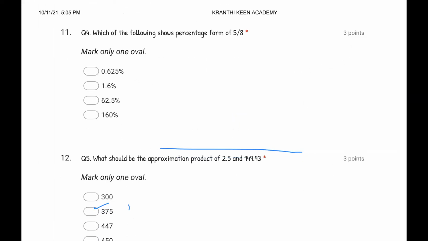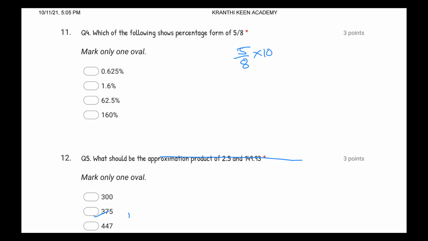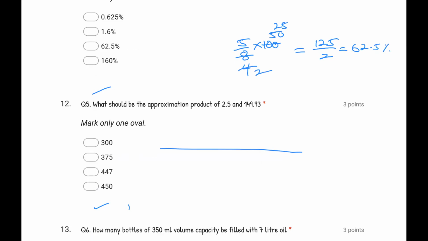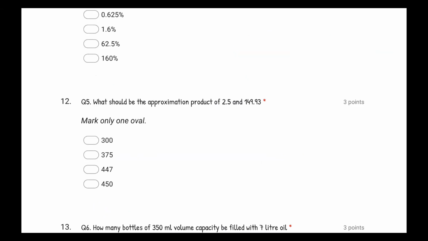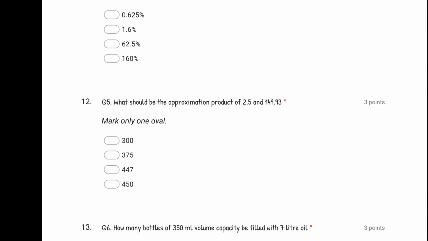Next question. Which of the following shows the percentage for 5 by 8? 5 by 8, if you want to convert to percentage, you have to multiply by 100. Then do the cancellation. 2 4s are 8, 50s are 2 2s are 25s are 25 into 25, 125 by 2 means 62.5%. The answer is 62.5%.